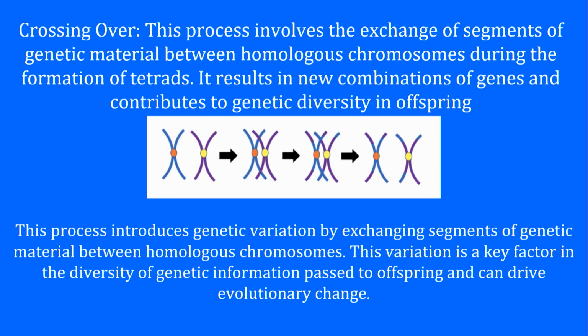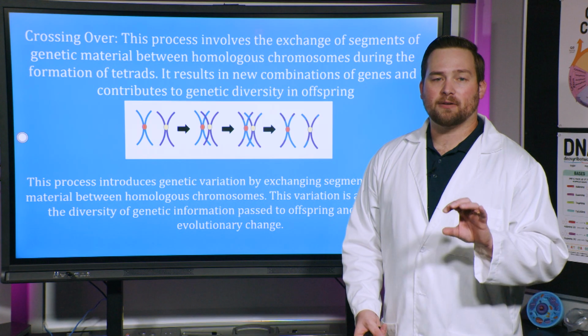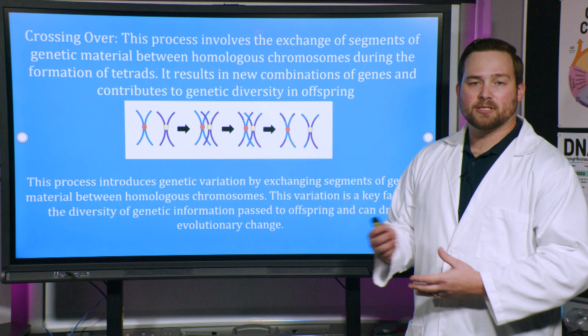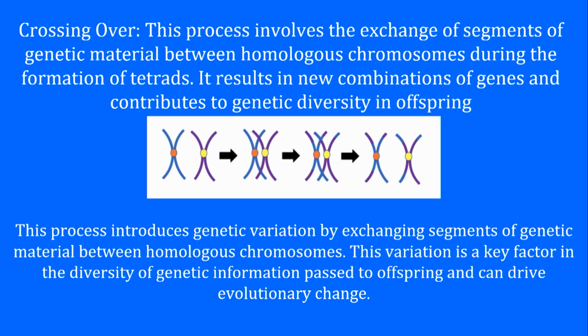Okay. Crossing over, this process involves the exchange of segments of genetic material between homologous chromosomes during the formation of tetrads. It results in new combinations of genes and contributes to genetic diversity in offspring. This process introduces genetic variation by exchanging segments of genetic material between the homologous chromosomes. This variation is a key factor in the diversity of genetic information passed to offspring and can drive evolutionary changes.